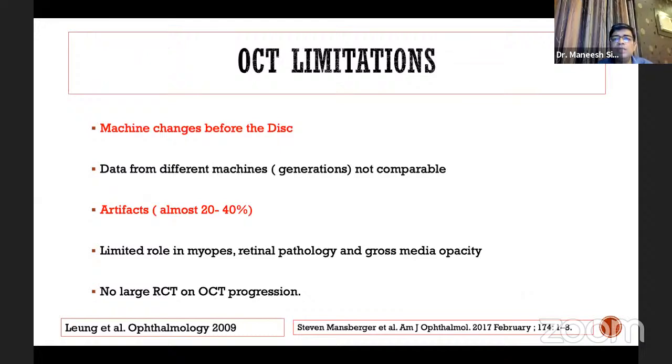Before I conclude, OCT has limitations. The first and biggest limitation is that the machine changes before the disc does. Five years back when we were using a Stratus OCT, we had done an OCT report. Now when the patient comes with that report, it is of no value because the machine is not available anymore. Now we are doing the test on a Cirrus machine or a Spectralis or some other spectral domain. So the data from every machine cannot be compared. The machine has changed every 3 to 4 years, but the disc may not have changed. A 10-year-old disc photograph probably has more value than a 5-year-old OCT report.